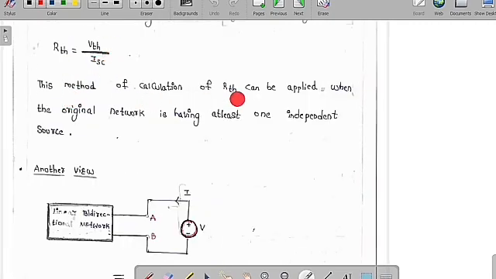This method of calculation of RTH can be applied when the original network has at least one independent source. I have already told you, if there is at least one independent source, then by default you can apply RTH equal to VTH by ISC, or the external source method is also applicable.